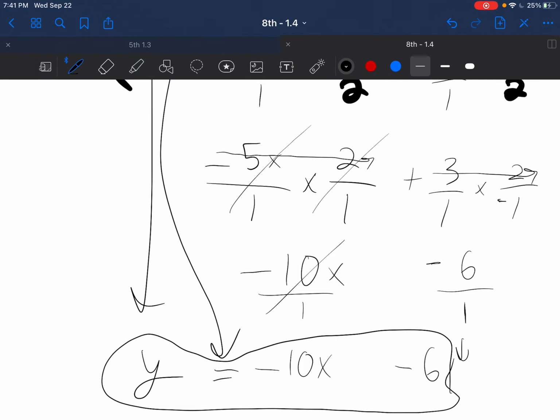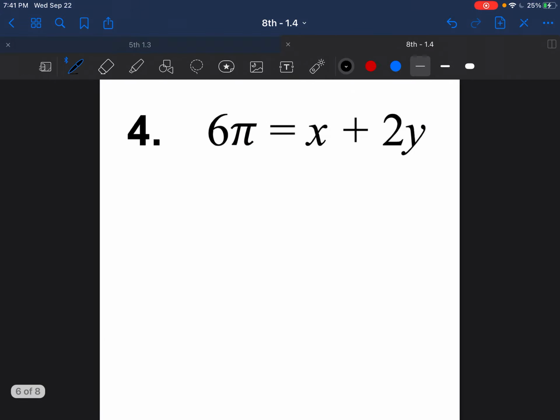The more we practice this, the more it's going to make sense. So we're just going to keep on going and trying out what we can do. All right, let's try another one. Let's try this one right here. We want to get the y by itself.